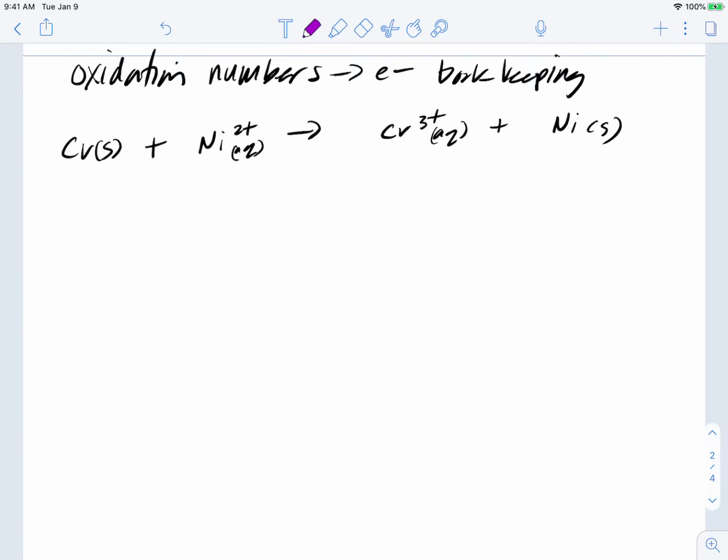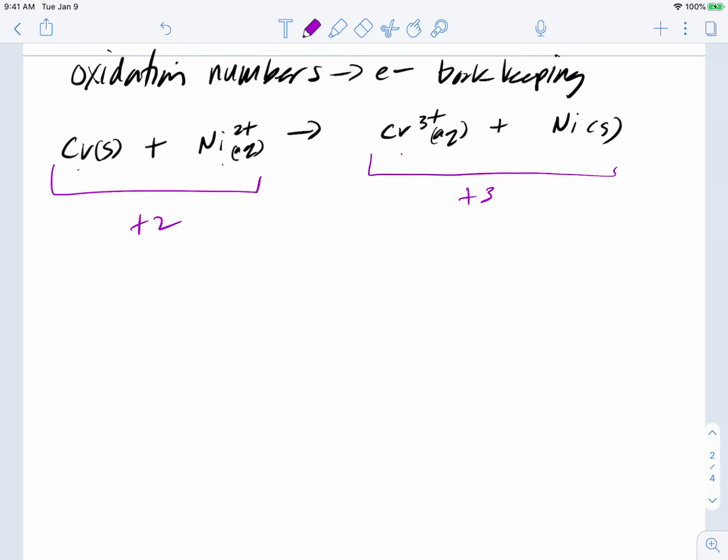So if we look here, we have chromiums on either side and nickels, so we're balanced for mass. But if we look at charge, we can see on this side of the reaction we have an overall +2 charge, and over on this side we have a +3 charge. So to be balanced, you need to be balanced for charge and for mass.